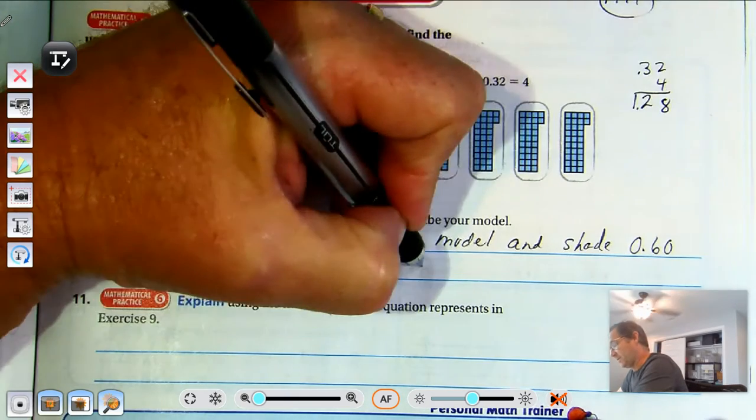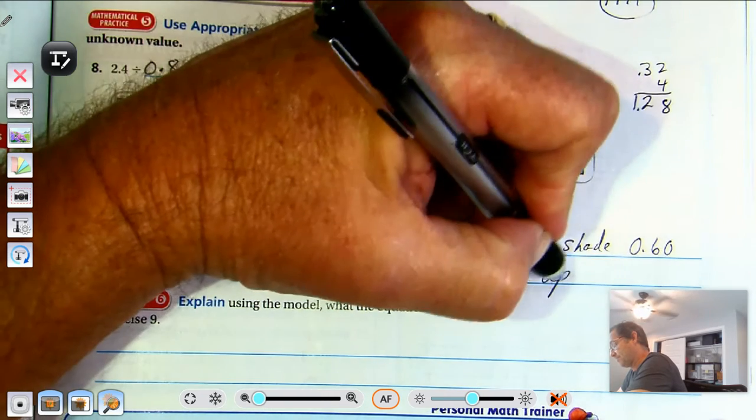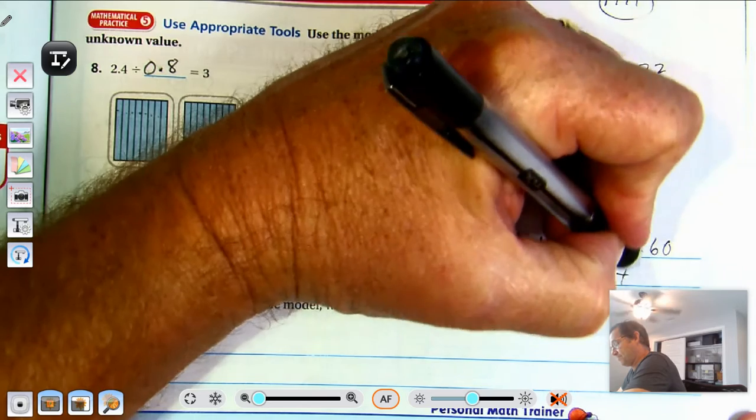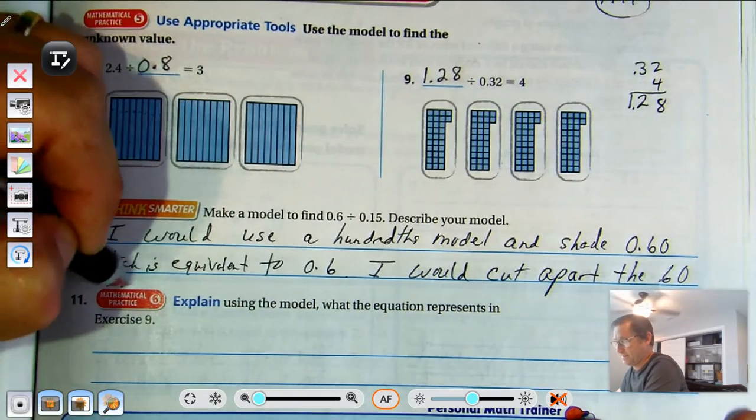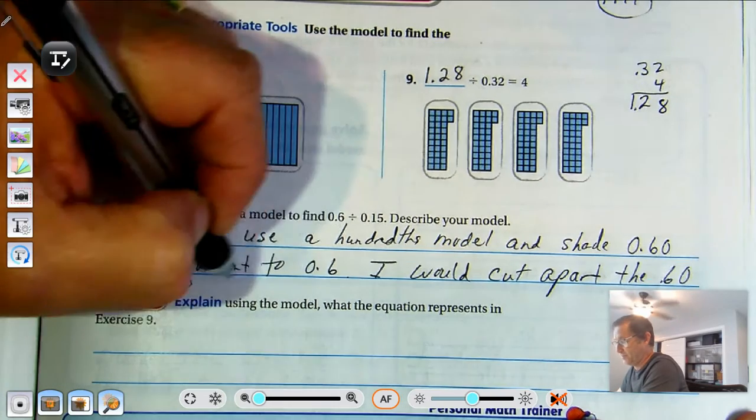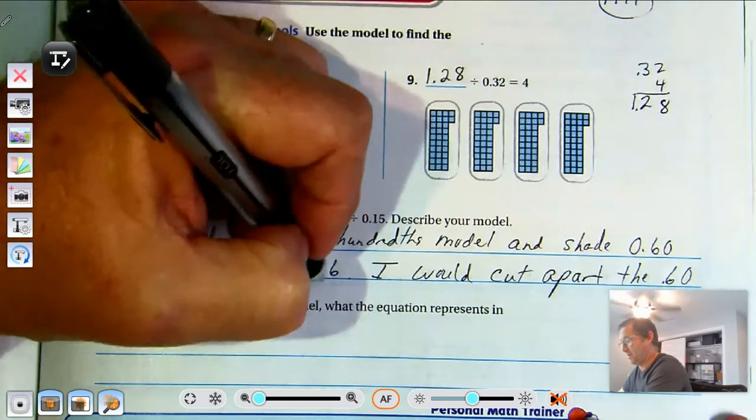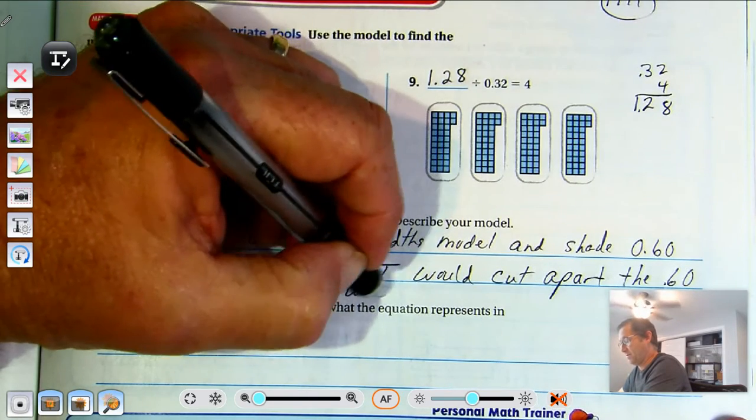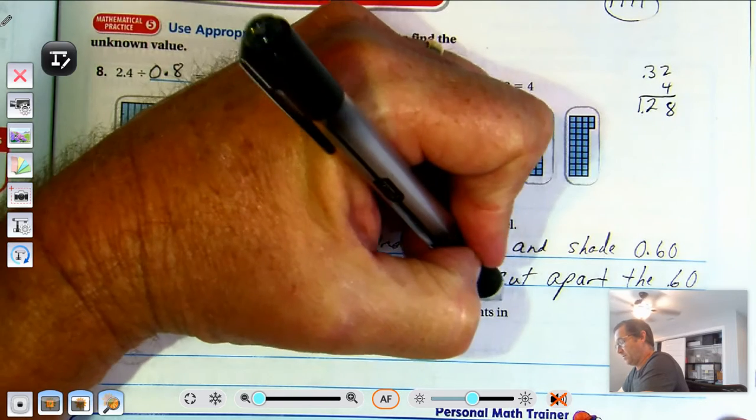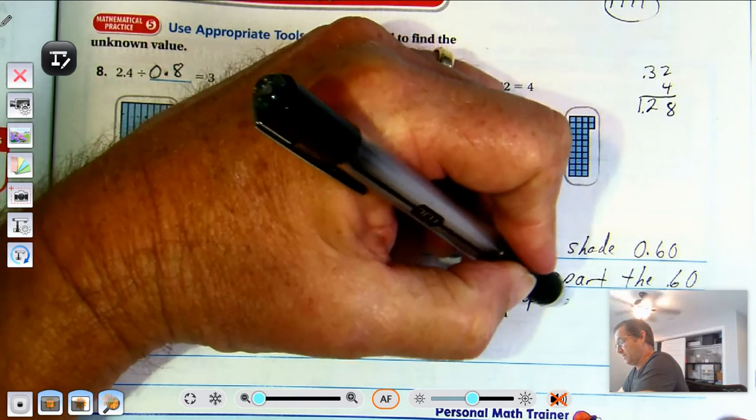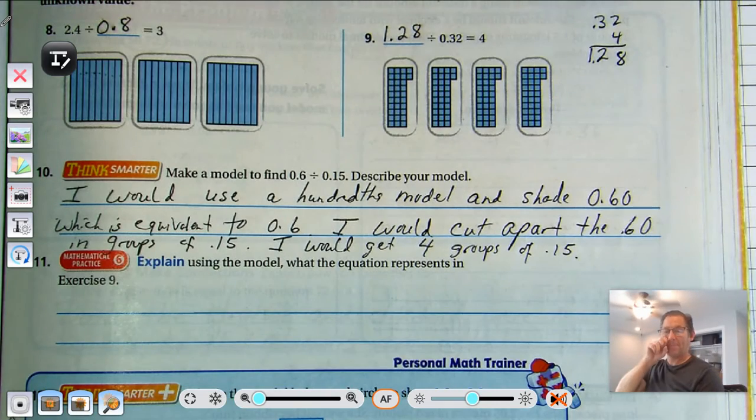I would cut apart the 60 hundredths in groups of 15 hundredths. I would get 4 groups of 15 hundredths. Okay.